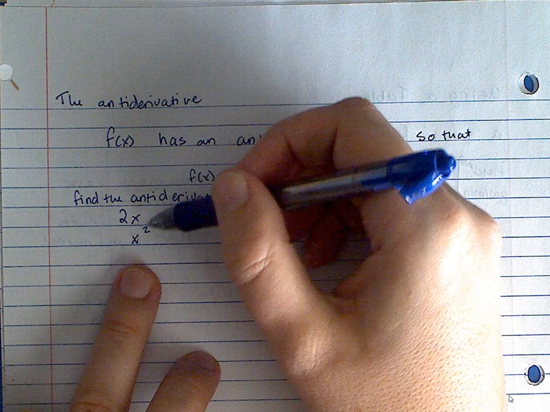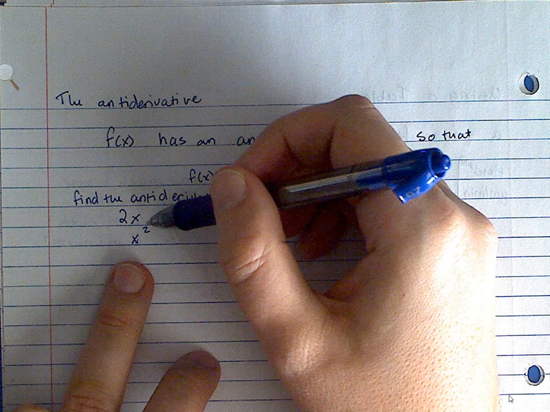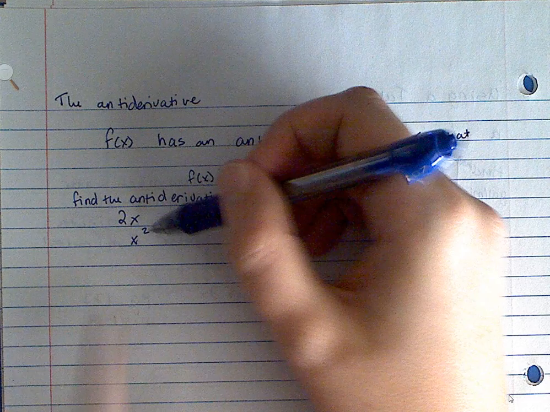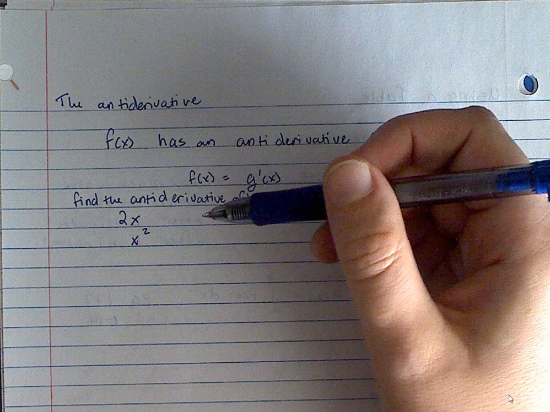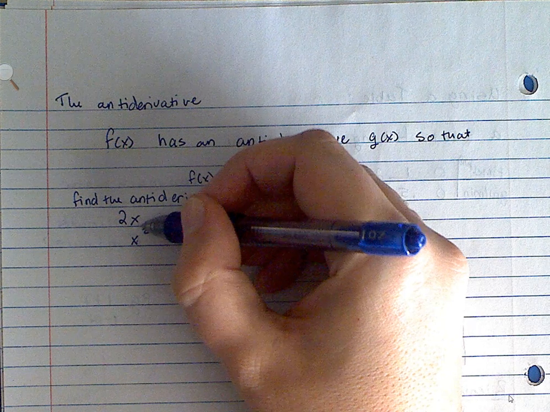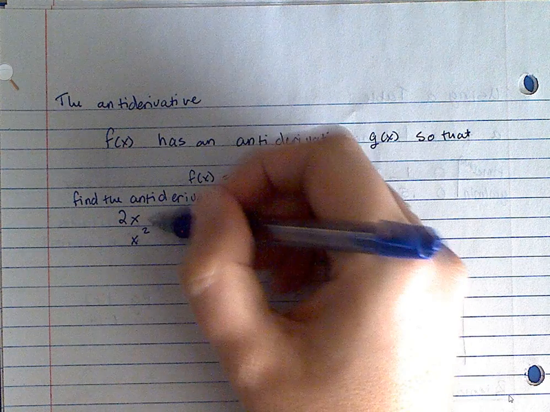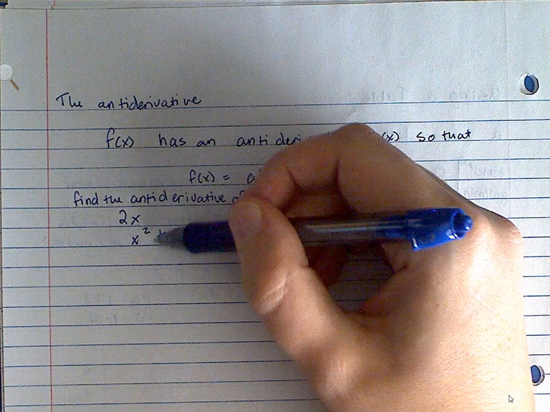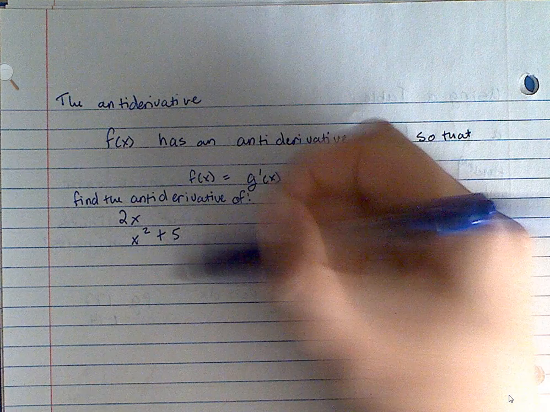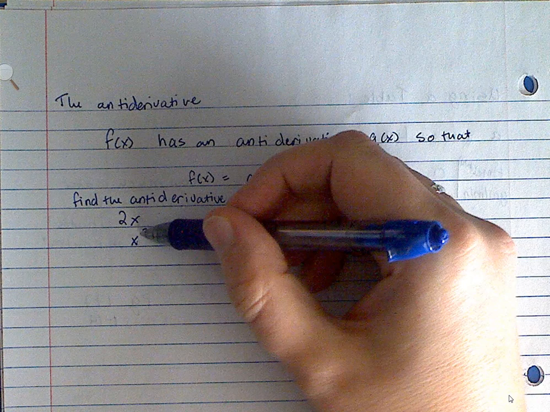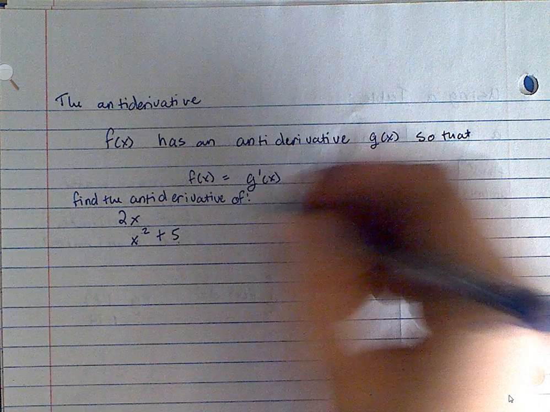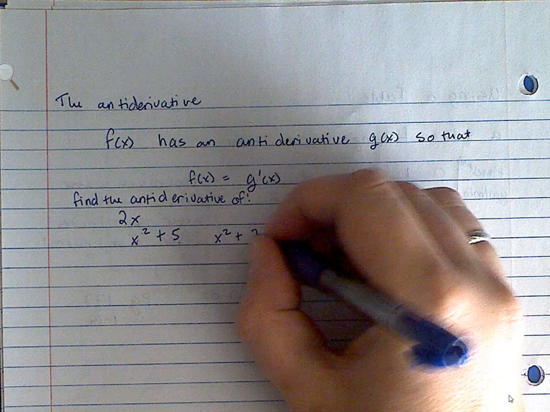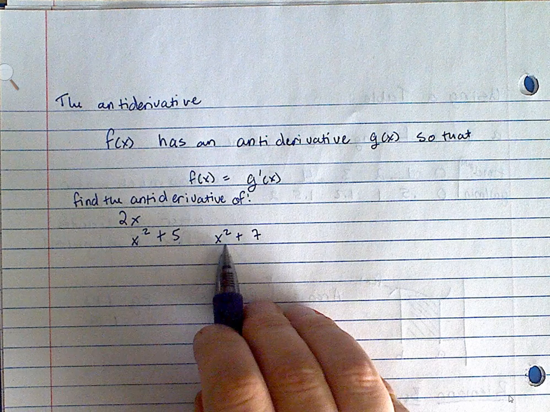So the antiderivative of 2x is x squared. All right. So now, guys, quiet for a second. The antiderivative of 2x is x squared. Now that's true, but I could also say that the antiderivative of 2x is x squared plus 5. Because if I do the derivative of x squared plus 5, the 5 part falls off. So the derivative of x squared plus 5 is 2x. I could also say that the antiderivative of 2x is x squared plus 7. These two things are both the antiderivative of 2x.